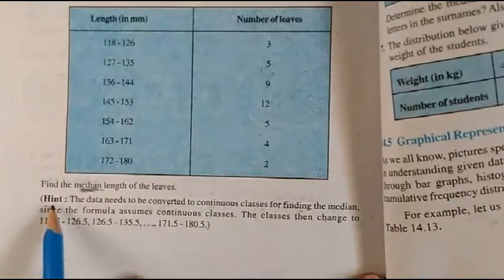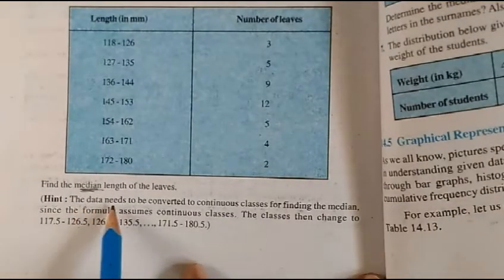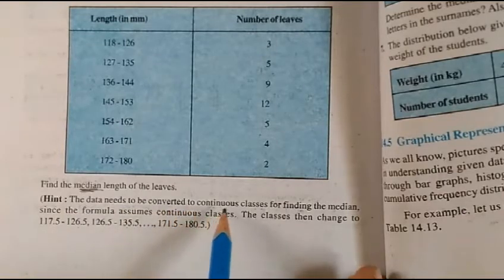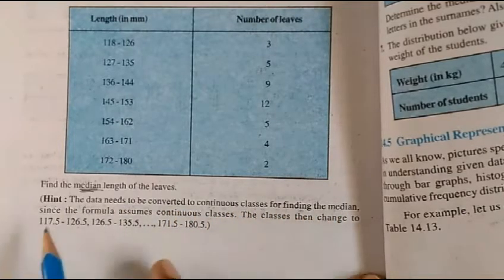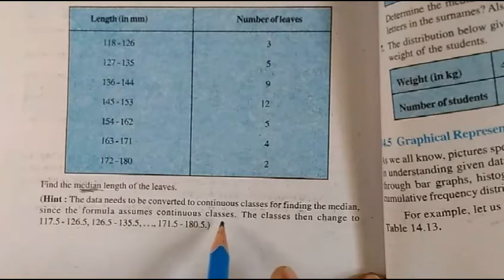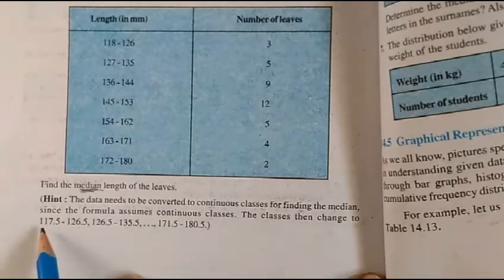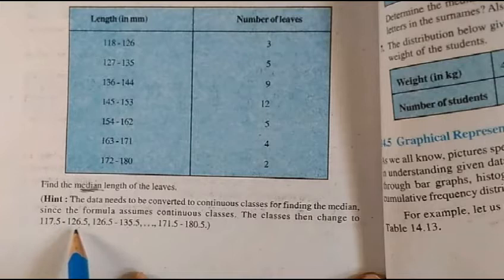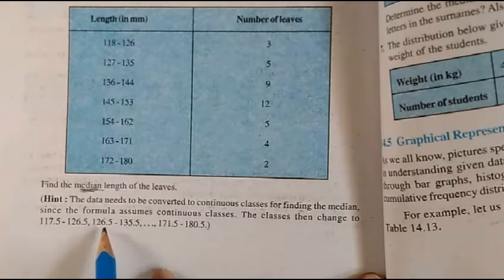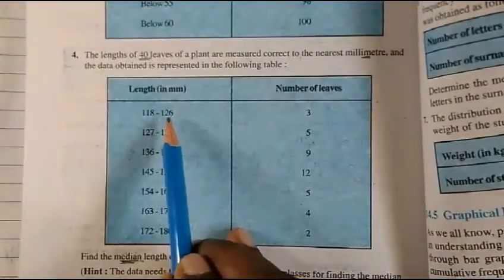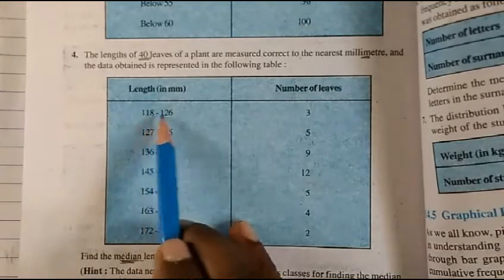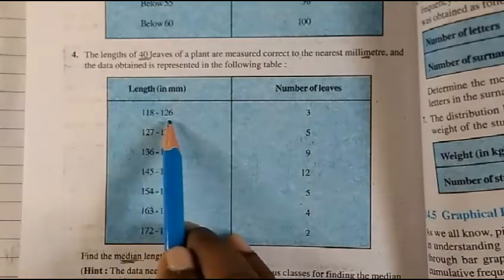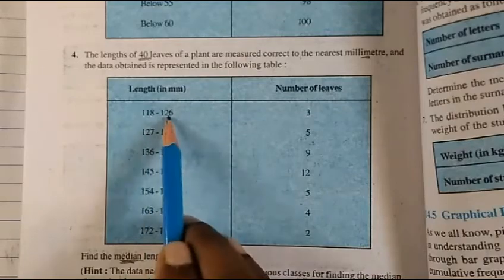Now here you see, a hint is given to you. The data needs to be converted to continuous classes for finding the median. Since the formula assumes continuous classes, the classes then change to 117.5 to 126.5, 126.5 to 135.5. So the clue is already given to you here. You see here, there is no continuation. There are 3 leaves between 118 to 126 length, but then here it is 127. That means there is a gap.